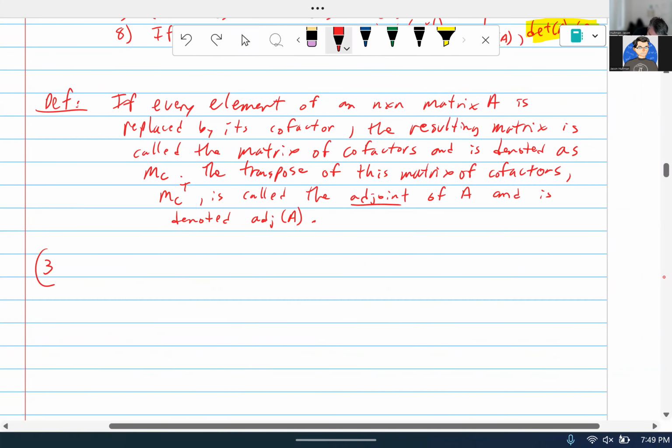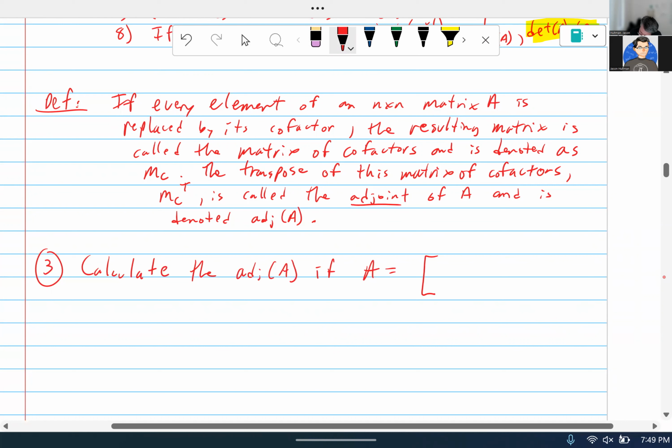Okay, number 3. Calculate the adjoint of A, if A is equal to the matrix with rows 6, -1, 0; 2, -2, 1; 3, 0, -3.